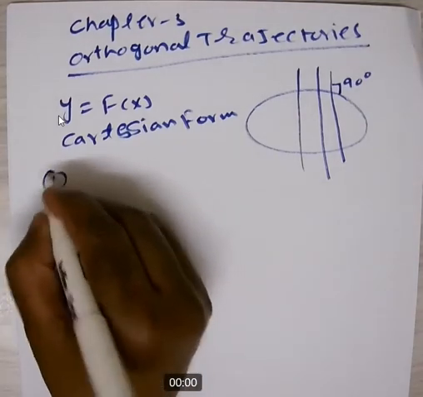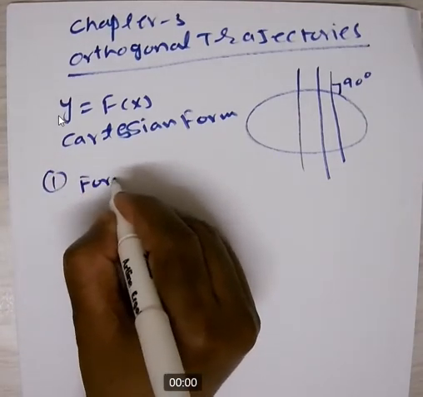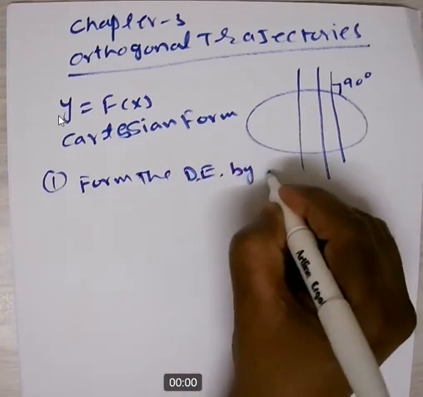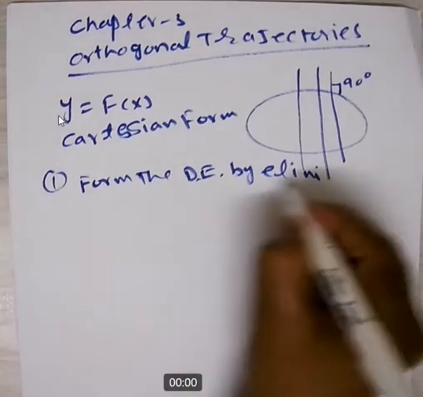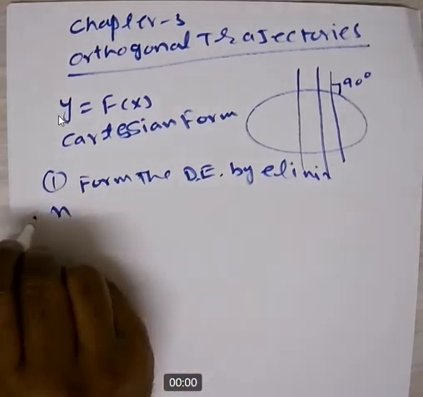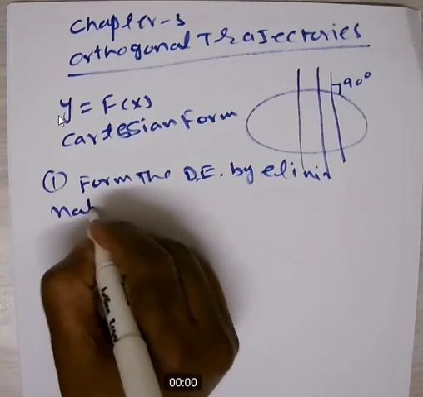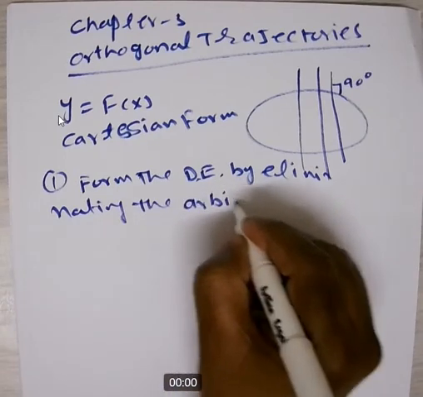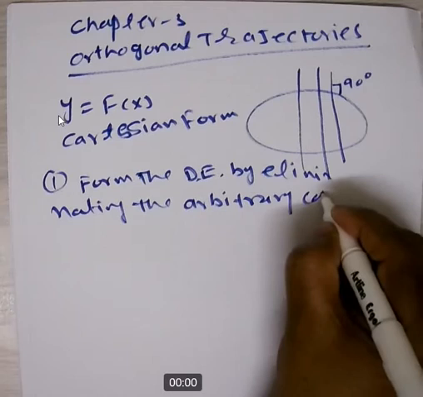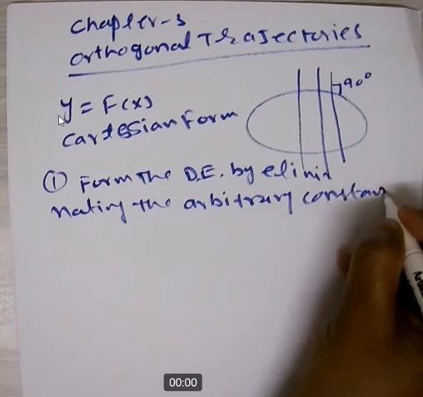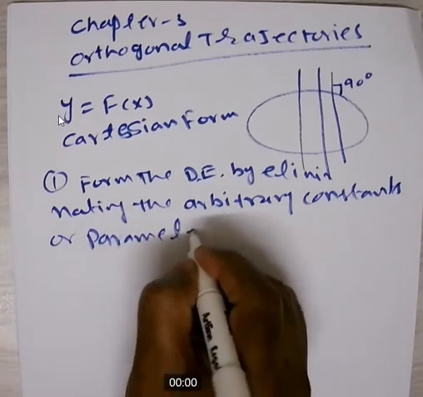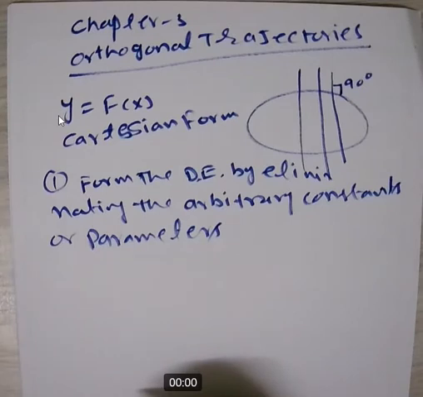The first step is to form the differential equation by eliminating the arbitrary constants, or sometimes it is also called a parameter. So form the differential equation by eliminating the arbitrary constant or parameter. Number one thing.